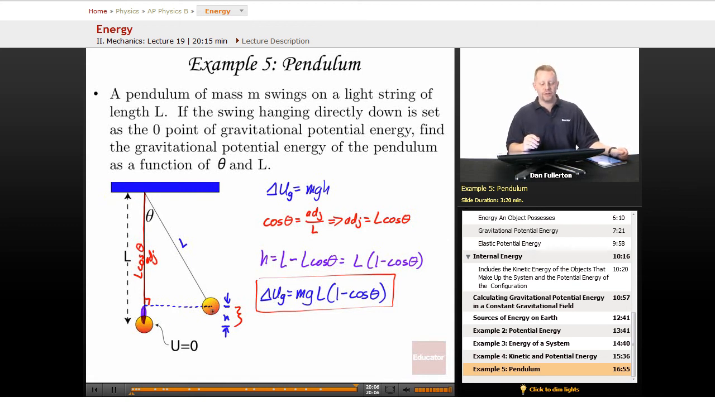Hopefully that gets you a good start on energy. We'll talk more about that in our next presentation on conservation of energy.